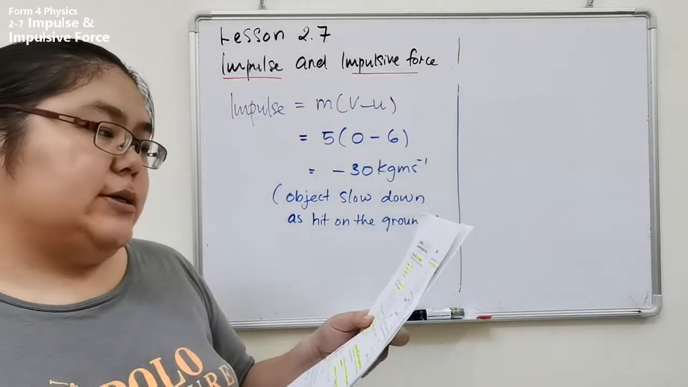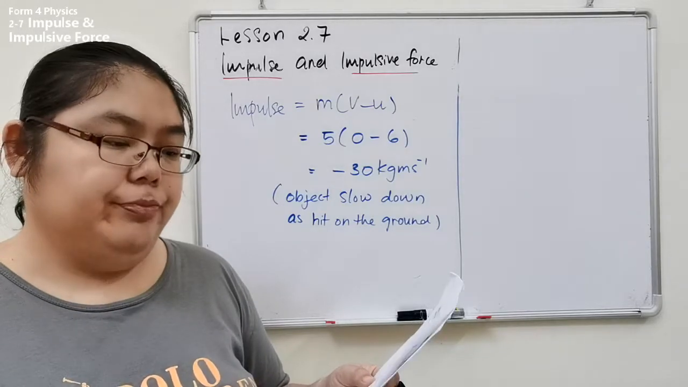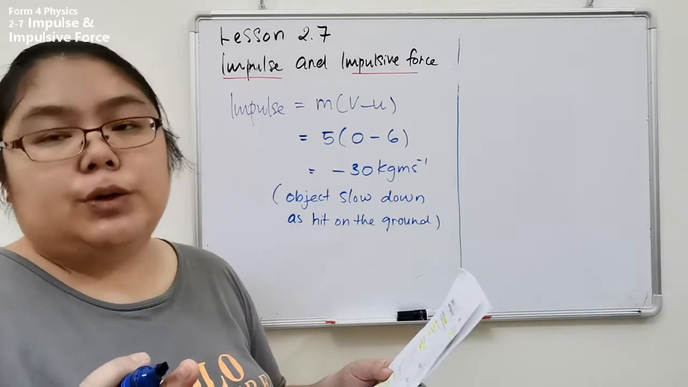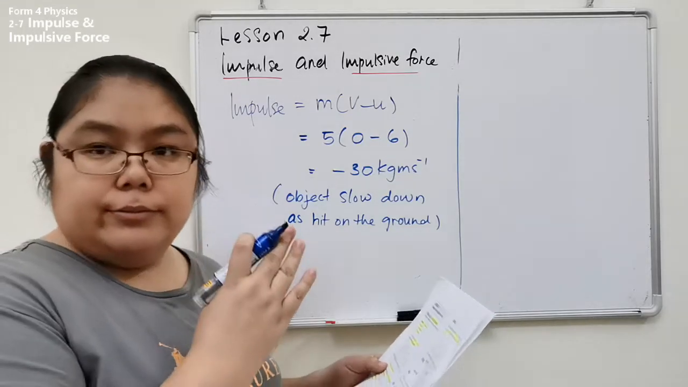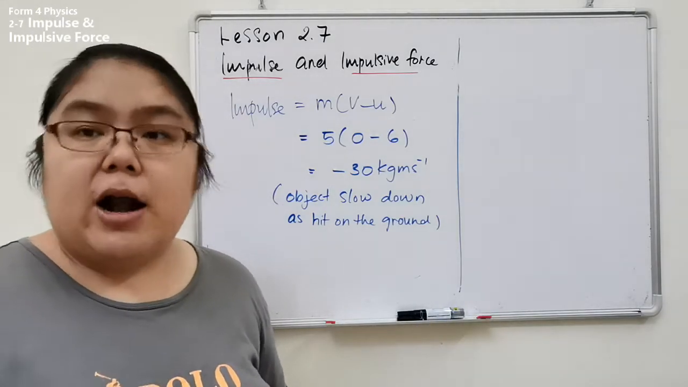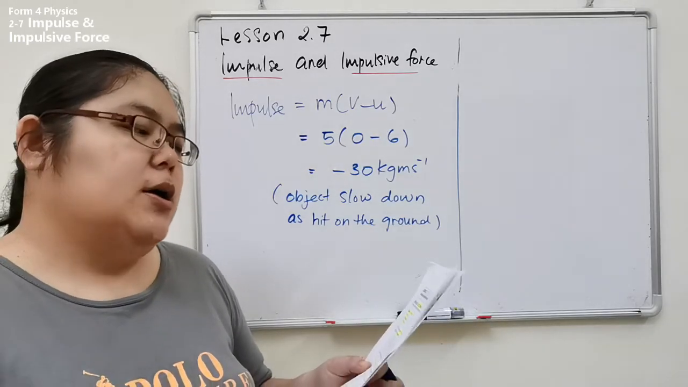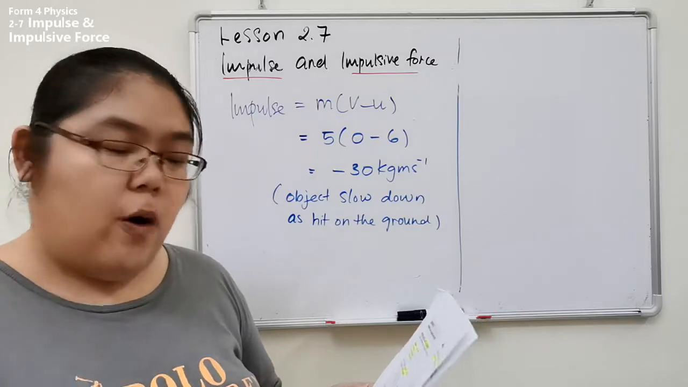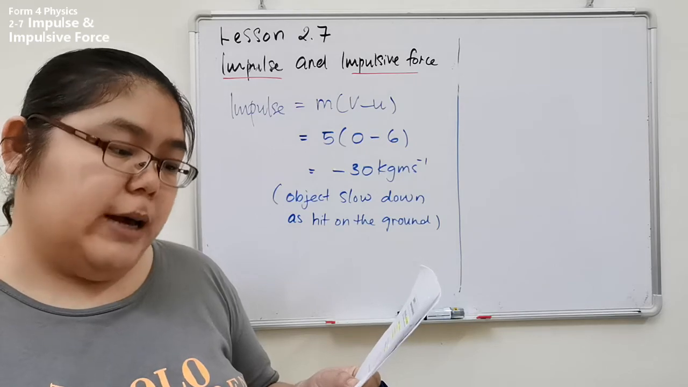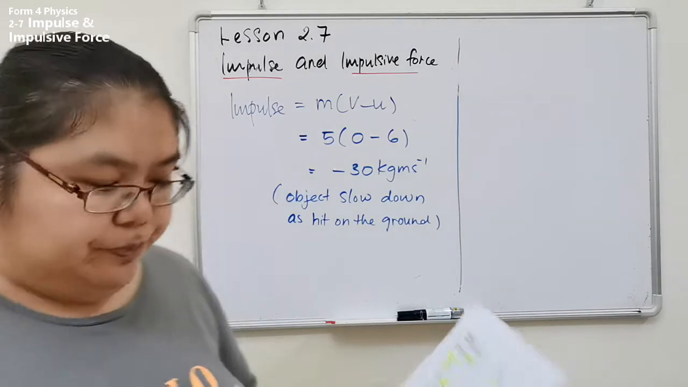Then we go to the second question. They show you a trolley. The trolley moves with 5 m/s, and the mass is 1.5 kilograms. When it moves and hits the wall, then it bounces back. That means it moves in the opposite direction. So this question is not about deceleration. They're talking about opposite direction, so you need to put negative. Now it bounces back with velocity 4. The question asks, calculate the magnitude of the impulse during the collision. Magnitude, they want the value.